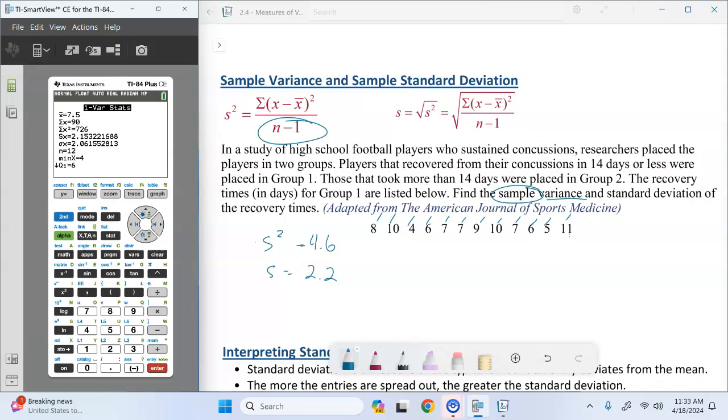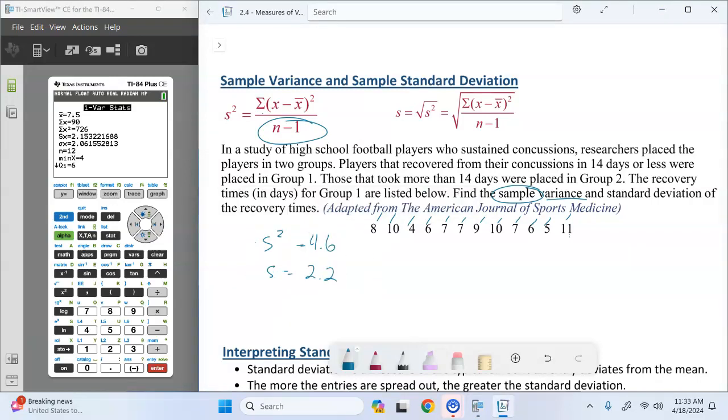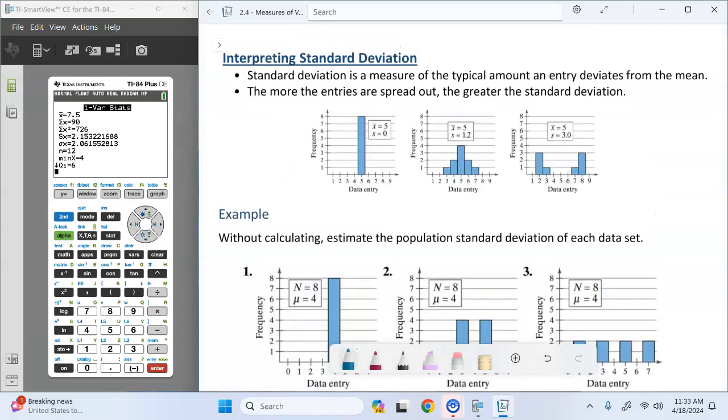So our calculator will do a lot of this for us. If you don't have a calculator to do that for you, there's your formula. Most of the time we just need to be able to interpret and analyze standard deviation. There's software that does all this stuff for us, so we don't need to do all the tedium. It's important to understand where the tedium comes from, how we're getting these values. But after that, it's more important what it's measuring. It measures the typical amount an entry deviates from the mean. How much it deviates, standard deviation. The more they're spread out, the larger our standard deviation.